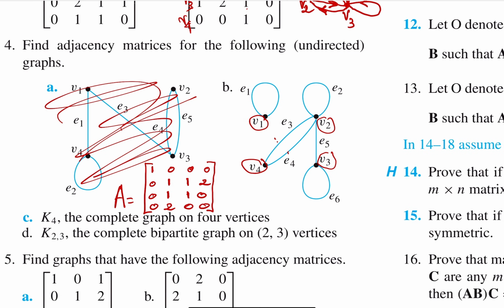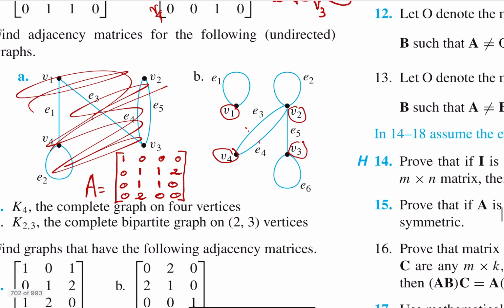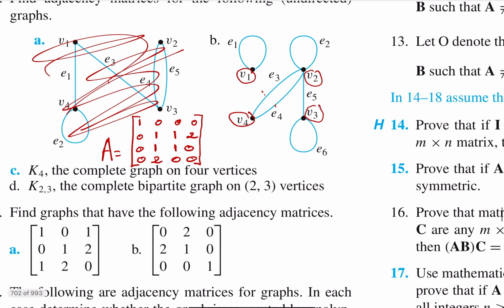That's the matrix. Find the adjacent matrix for the following indirect graph. This is indirect graph because you don't have any arrow. Okay, so we have to determine the matrix. Good.